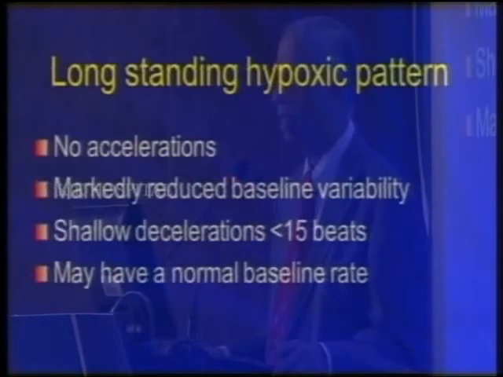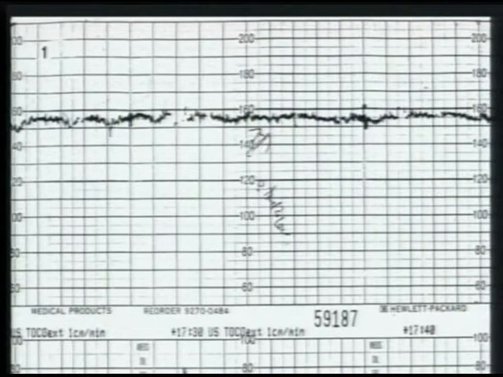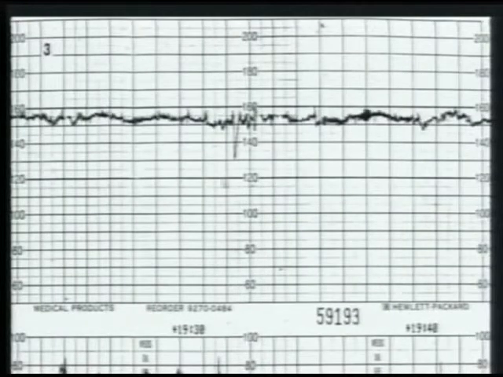Now the one baby which is already hypoxic has no accelerations, markedly reduced variability, and shallow decelerations because the central nervous system is blunted, so it can't respond so well. And you can see the shallow decelerations, no accelerations, and hardly any variability. If the baby is in a quiet epoch or a quiet sleep phase, by 60 minutes or 90 minutes it should get up. So this is at 17:30. At 19:30, 2 hours later, there is no change. That means there is some problem going on with the baby.